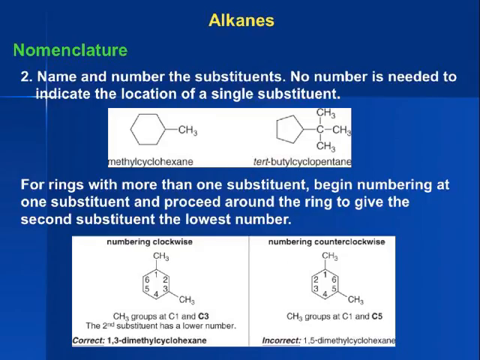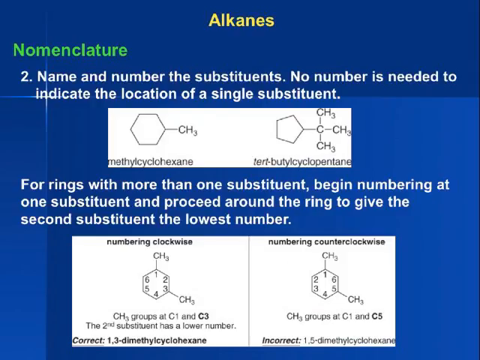Here, we've got this funny looking substituent, and that's called a tert-butyl group. I always remember because it looks like a T. Why butyl? Because there's 4 carbons. So that's a tert-butyl group. And so that becomes tert-butylcyclopentane. Notice tert is italicized. So that is tert-butylcyclopentane.